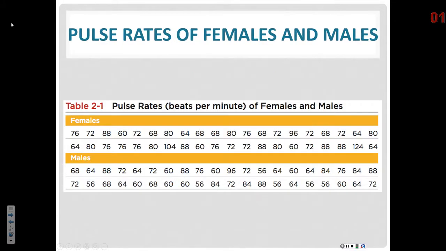So we're going to work with this data set today. We're going to look at the pulse rates of females and males. We're going to first look at the females, okay? So we're going to use both of these rows. These two rows together make up our female pulse rates. If you're just looking quickly, can you spot the high? What's the high female pulse rate?